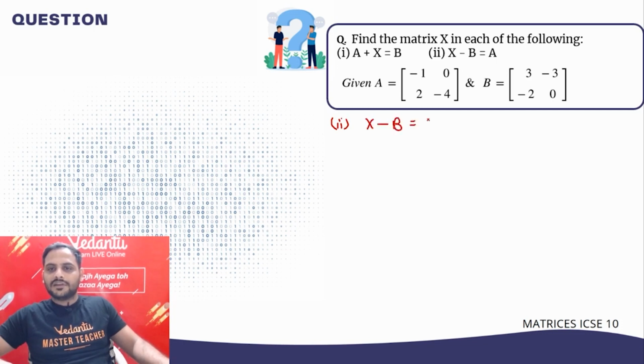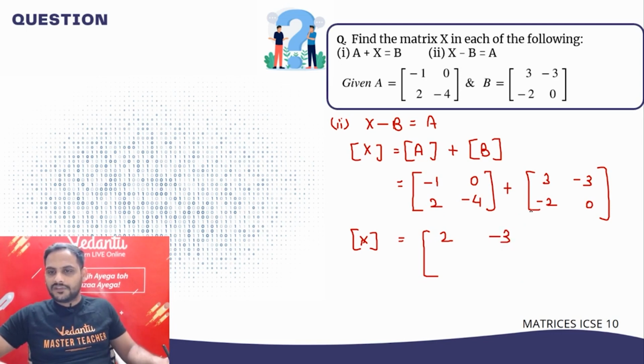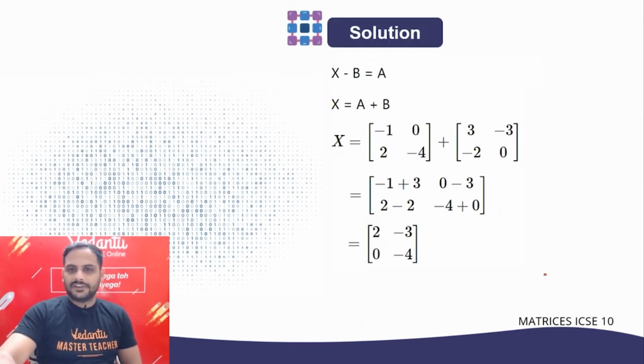X minus matrix B is equal to A. So you can say matrix X is equal to matrix A minus B shifted there will become plus B. So add these two. So we have -1, 0, 2 and -4. And here plus 3, -3, -2 and 0. So matrix X will be equal to -1 plus 3 is 2. 0 plus -3 is -3. 2 plus -2 is 0 and -4 plus 0 is -4. So this will be our matrix X. Alright guys, okay? And here 2, -3, 0, -4. Okay? This is how this question will be done.